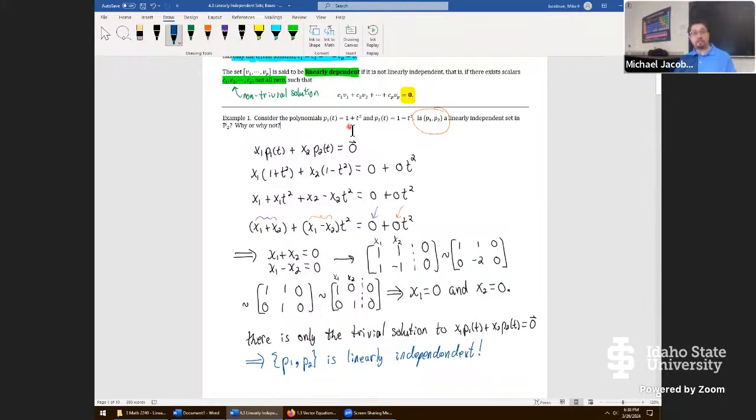Any questions at all, folks, with running through that example? Okay, I'd say this is probably a good stopping point for us then.